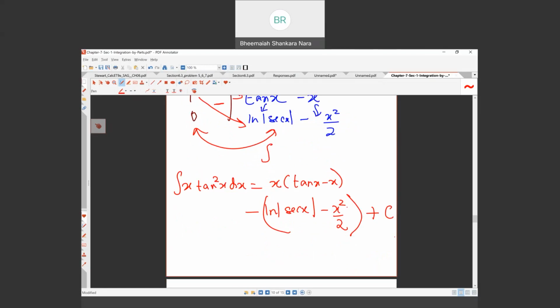The next one is arctan. Arctan is the same as the tangent inverse function. One more name is arctan.